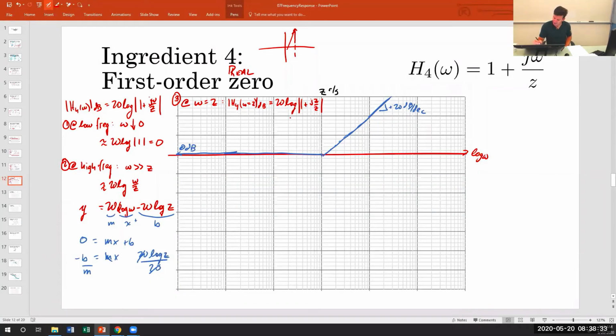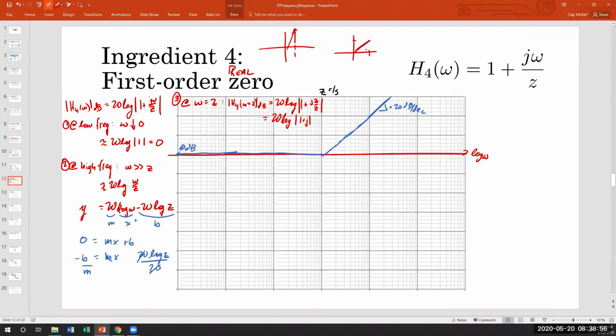The z's will cancel, and I get 20 log of 1 plus j. No omegas. That's fine, because we picked a fixed omega, a fixed frequency. But what's the magnitude of 1 plus j? So go over 1, go up 1. What's the length of this hypotenuse? 1 times root 2, right. 1 and 1, so that's a root 2. And so this is then the 20 log of root 2.